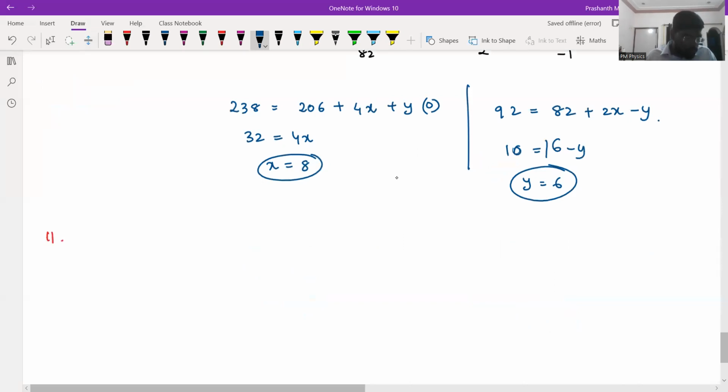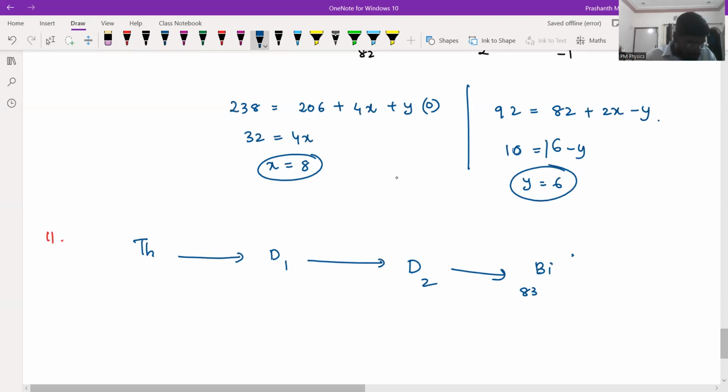Question 11, thorium. They are saying thorium produces a daughter nuclei that is also radioactive, and that daughter nuclei in turn produces another daughter nuclei and another, D1, D2, in this way. The process continues until it gives bismuth. Starting from thorium, finally bismuth is coming. In this bismuth, they are given that 83 is the atomic number, and the mass number is given as how much?